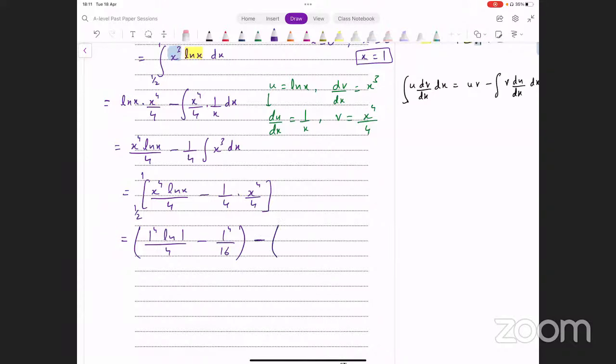Subtract from this the case when you have 1 over 2 there. Instead of 1 over 2, let's write 0.5 so that we save a bit of space. 0.5 raised to power 4 into ln of 0.5 divided by 4 minus x raised to power 4, that's 0.5 raised to power 4 divided by 16. This is what we get from this.